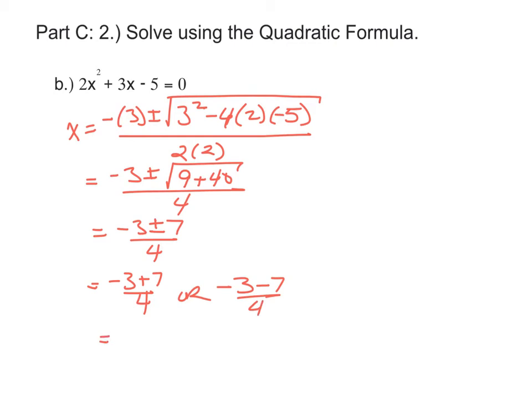Negative 3 plus 7 is 4. 4 divided by 4 is 1. Negative 3 minus 7 is negative 10. And negative 10 divided by 4 is negative 5 halves. So our two answers are 1 or negative 5 halves.